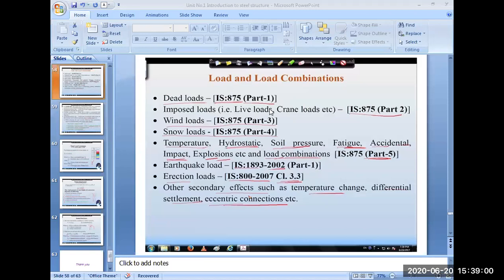So MCQ type questions will be asked in the examination, such as which IS code is used for imposed load, wind load or snow load, and we have to write these answers: IS 875 part 1, part 2, part 3 or part 4. So remember which IS code is required for which type of load.